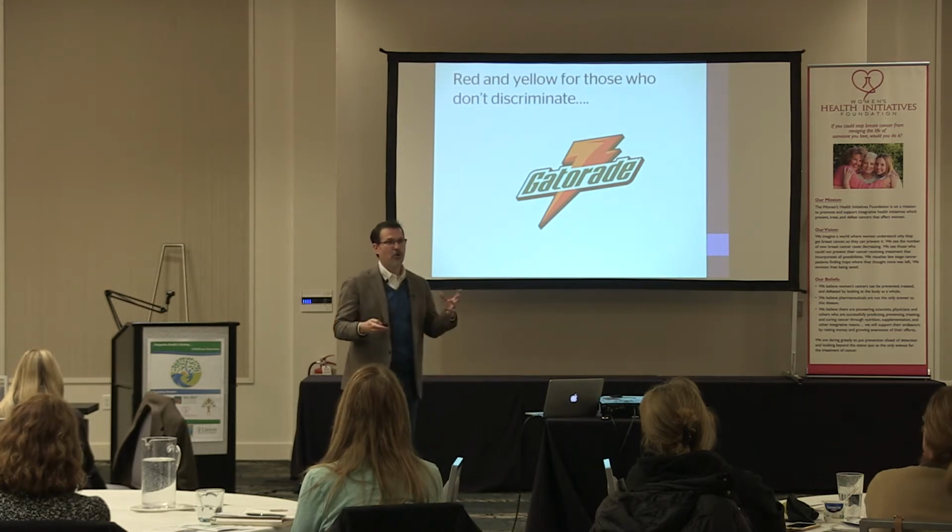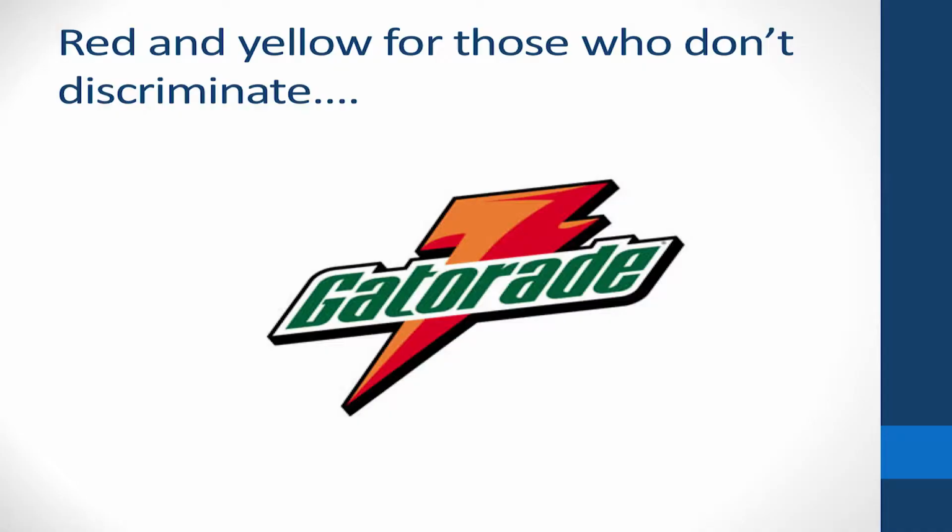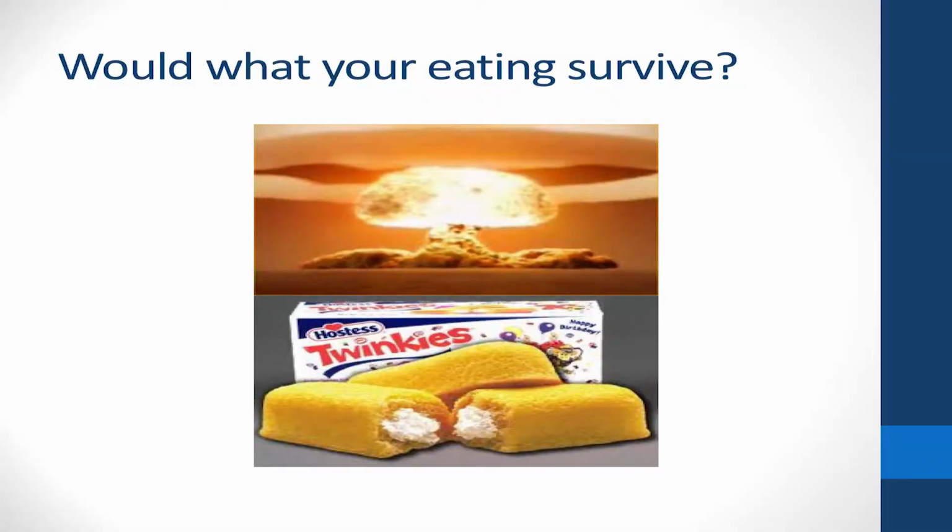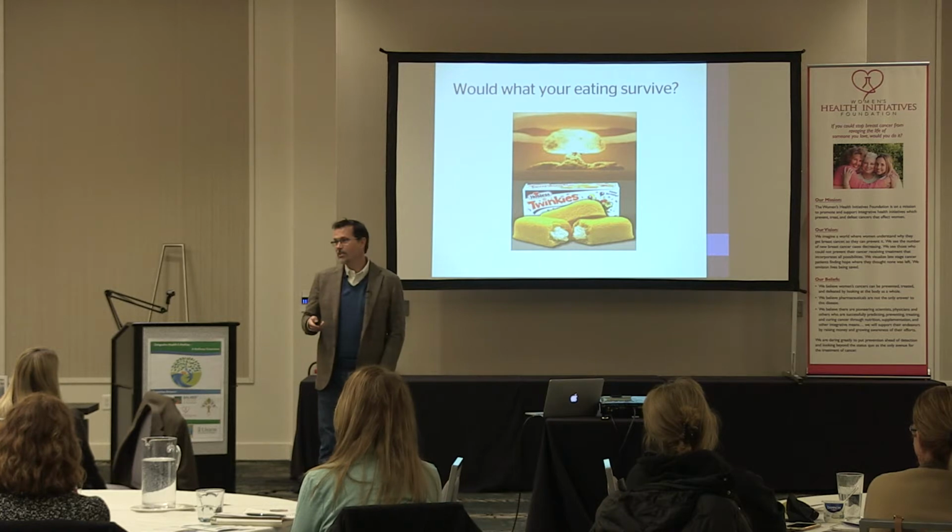And if you want both red and yellow, let's give them Gatorade. That's great. You can get both things and high fructose corn syrup. And are the foods we're eating able to survive the nuclear holocaust? Twinkies is one of those foods.